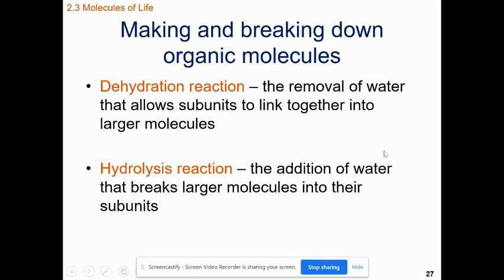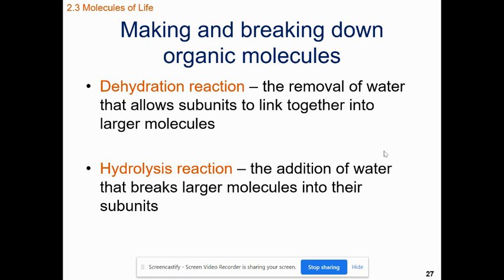All right, here we are on section 2.3. So we've been talking about the molecules of life, and we've even just talked a little bit about elements and atoms and things about water and pH. So now we're going to start looking at these bigger molecules that are part of organic molecules. So let's just start by how do you make and break down organic molecules?